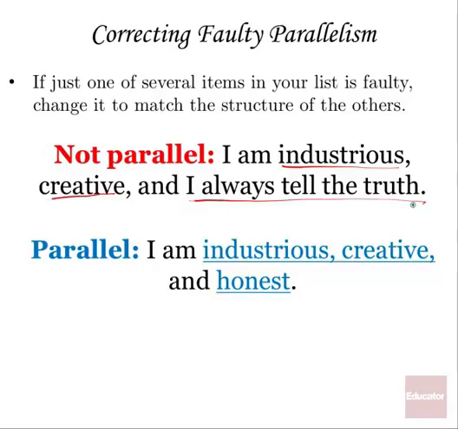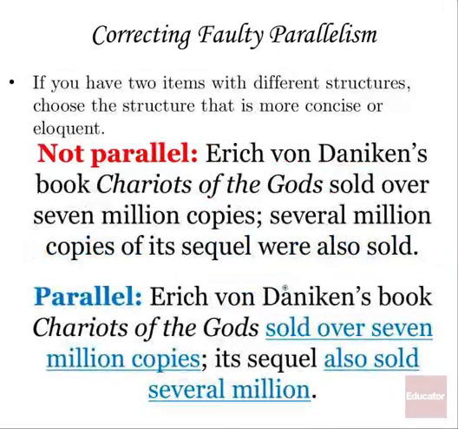3 items, 2 of them are short and they're in adjective form, industrious and creative, so we take the third one and we put it in adjective form. I am industrious, creative, and honest. A one-word adjectival way of saying I always tell the truth. Now it's clearer and more memorable.